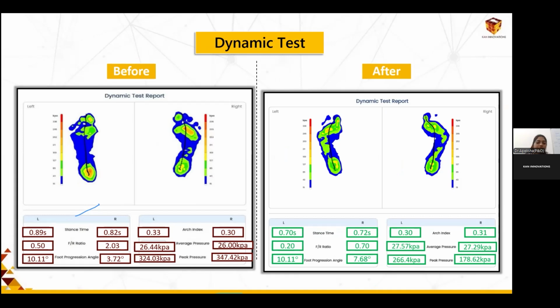Now, after the intervention, we can clearly see the changes here. The arch index is improving. The patient is showing a normal gait line as well. Here, the midfoot distribution is getting to normal, and the average pressure is also changing. The average pressure is coming to the normal range, and the peak pressure is significantly changed on the right side, which is 178 kilopascal, reducing the risk of any ulceration, corns, calluses, or hardening.